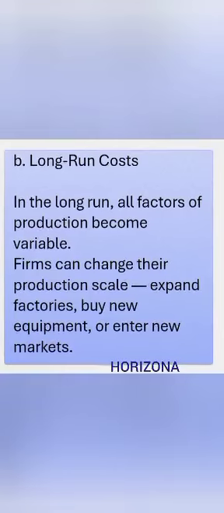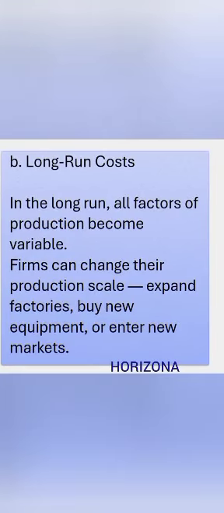Now let's look at the long-run costs. In the long run, all factors of production become variable. Firms can change their production scale, expand factories, buy new equipment, or enter new markets. So in this instance, even your fixed factors will have changed. When we say they become variable, it means they change their levels based on the level of output.